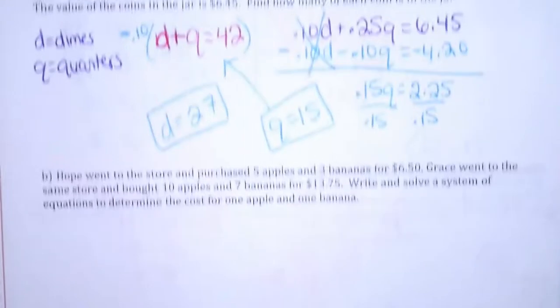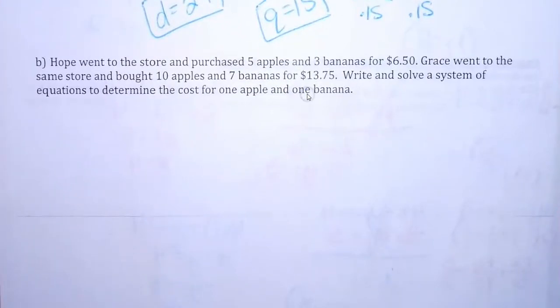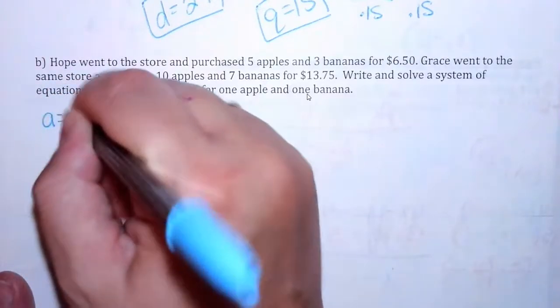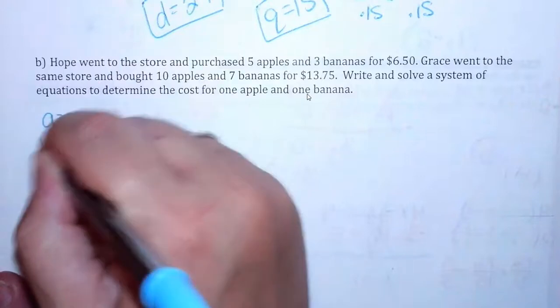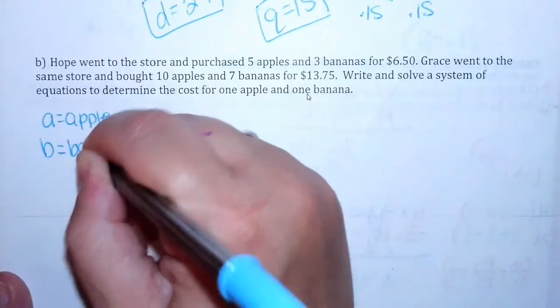All right, and I got one more. It says Hope went to the store. She bought 5 apples, 3 bananas for $6.50. Grace went to the same store, bought 10 apples and 7 bananas for $13.75. Write and solve a system of equations to determine the cost for just 1 apple, 1 banana. Okay, so I'm just going to be super creative and let A stand for apple and B stand for banana.